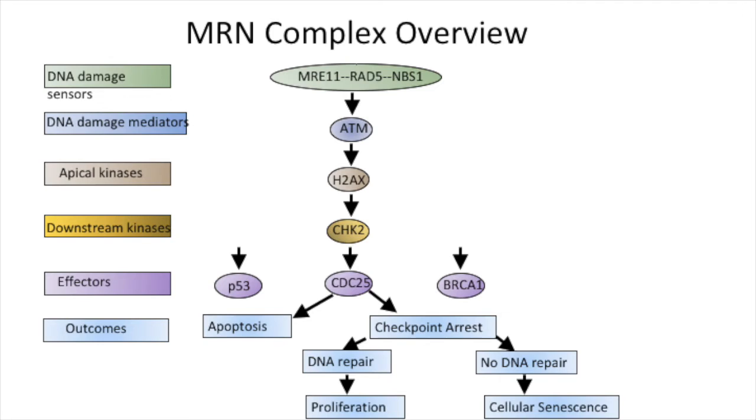Both H2AX and CHK2 will modulate cell cycle proteins such as P53, CDC25, and BRCA1. And this will not only sense the presence of a double-stranded break, but also signal to the cell that it's reached a checkpoint arrest and that this must be resolved before the cell can proliferate. And there's three main outcomes. There's apoptosis, also known as cell death, or DNA repair, or senescence, which means that the cell has lost the ability to divide and grow.